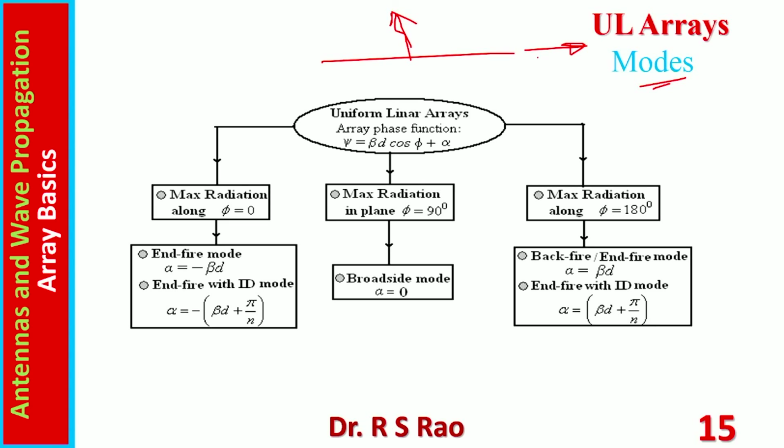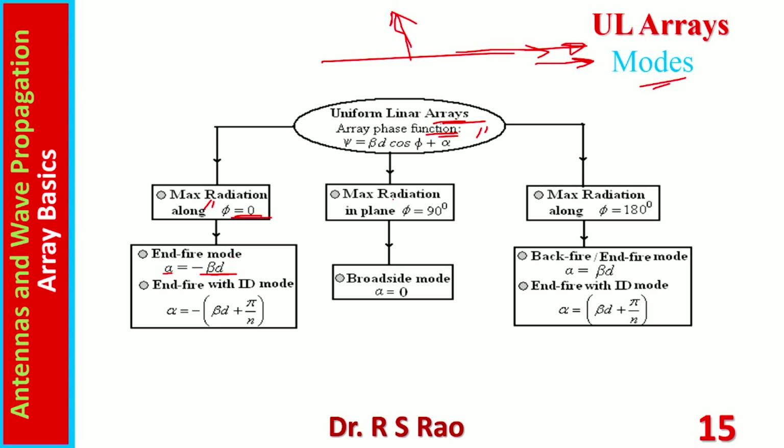End fire with increased directivity mode is the same as end fire mode, except that it offers more directivity, more gain than ordinary end fire. The information pertaining to these modes is given here. For uniform linear arrays, the array phase function is given by psi equal to beta d cos phi plus alpha. Maximum radiation can be along phi equal to 0, which corresponds to the direction along the length of the array. In such a case, alpha becomes equal to minus beta d.